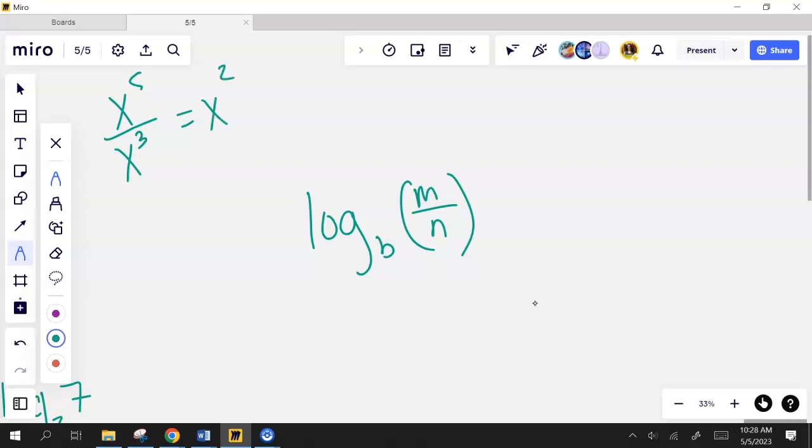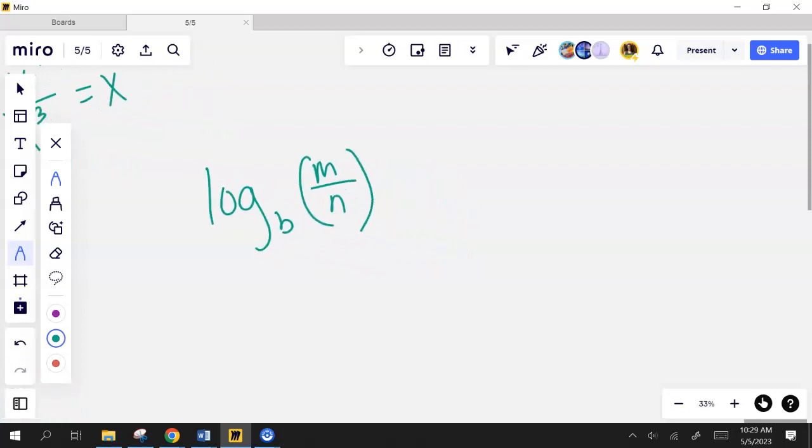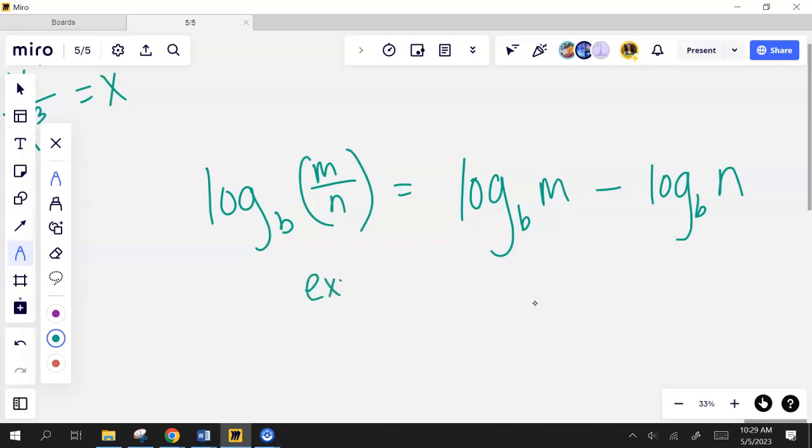Same thing here. Since logs are exponents, it's the same thing because I am dividing. I split it with subtraction. So log base b of m minus log base b of n. From left to right, what do you think that's called? Expanding. From right to left, condensing.